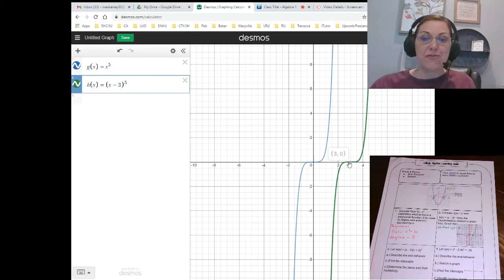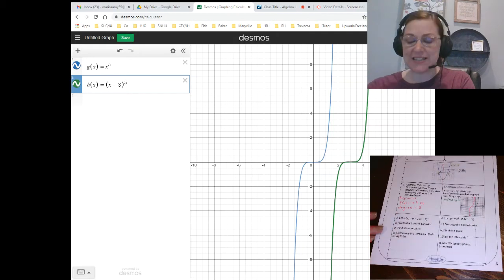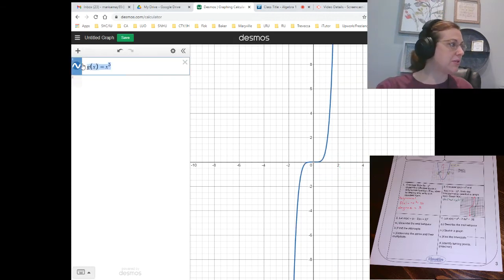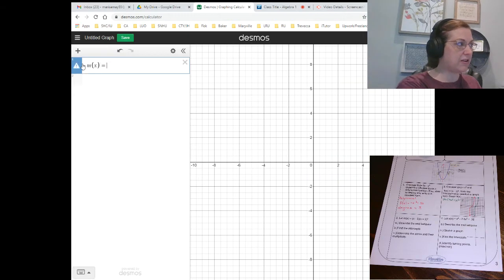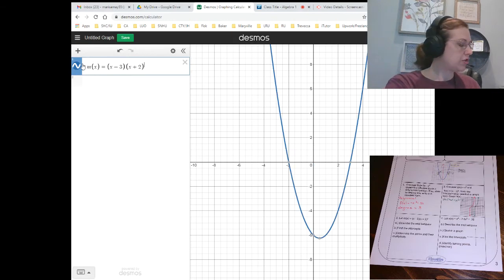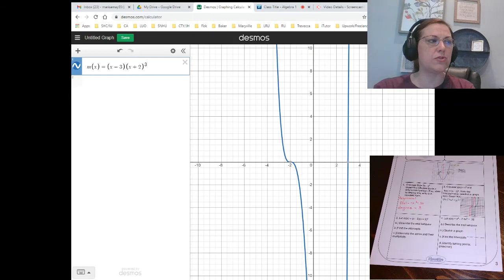All right, friends, let's look at number 3 then. Number 3 asks us to consider this function, and let's consider its end behavior. Now, I'm going to rely on my good friend Desmos. Let me type in this function. M of x is (x minus 3)(x plus 2) squared. Okay, and I'm going to zoom out a little bit.